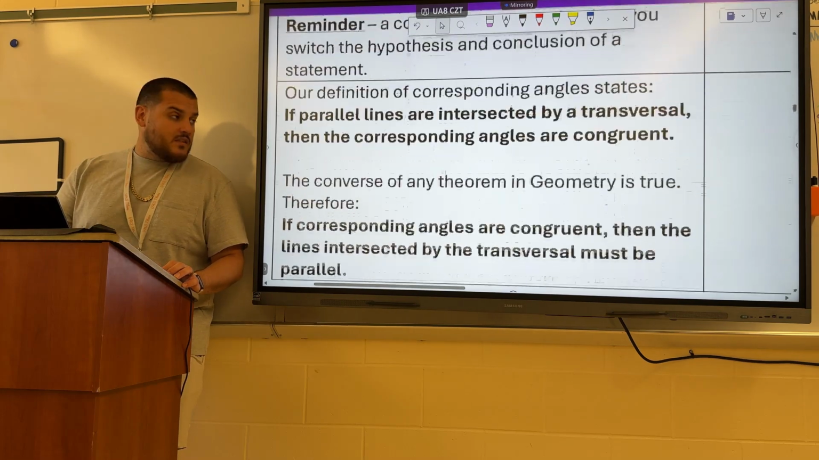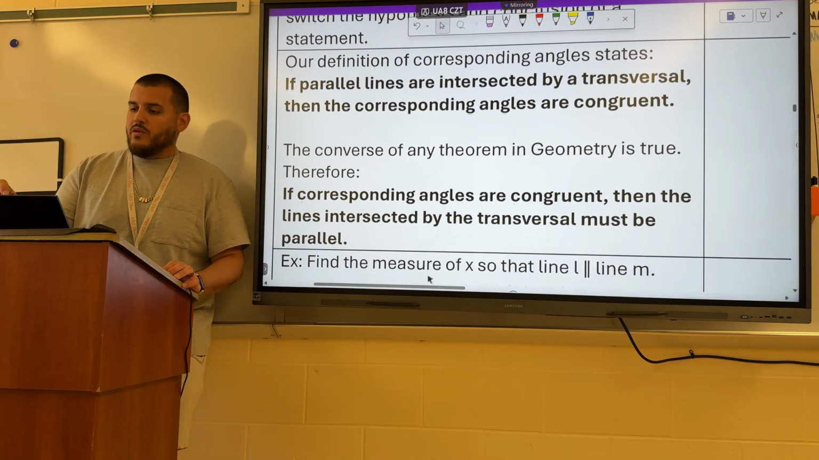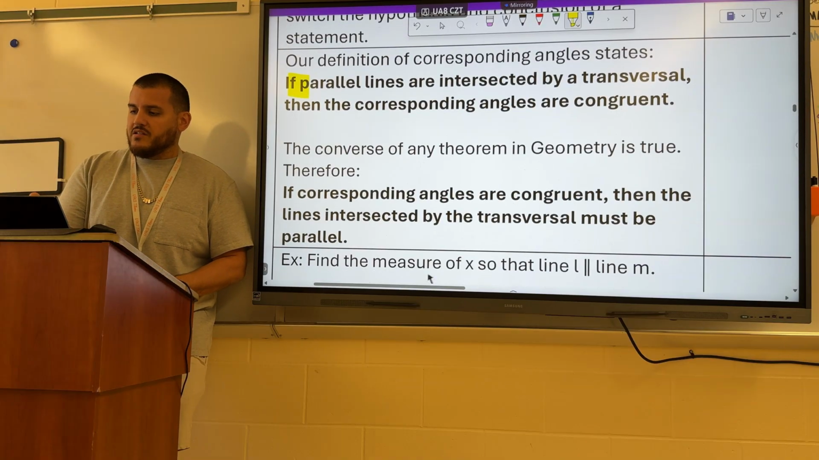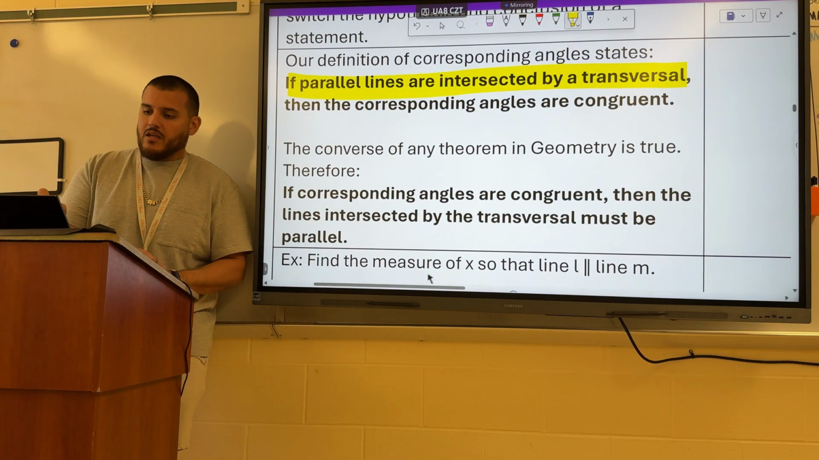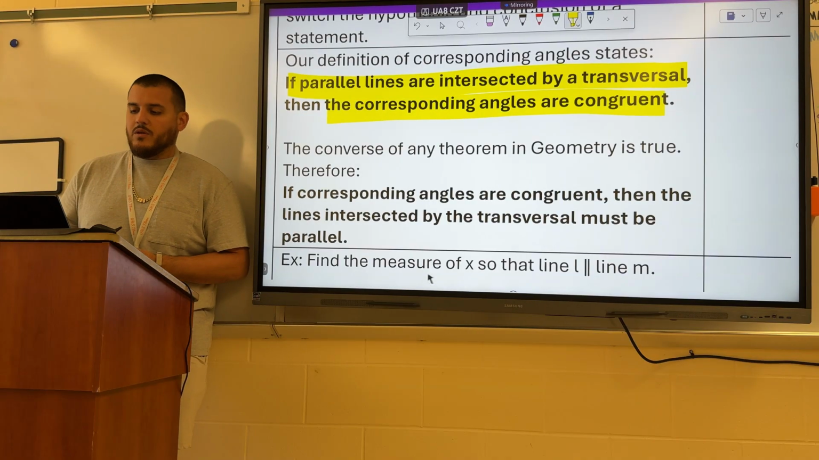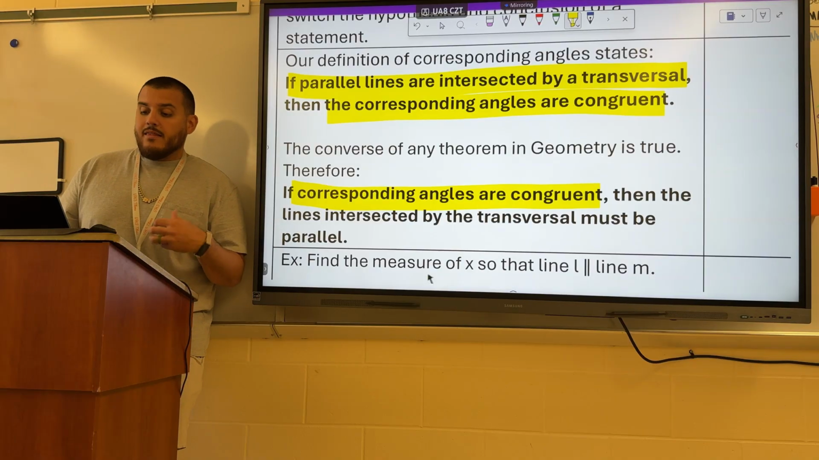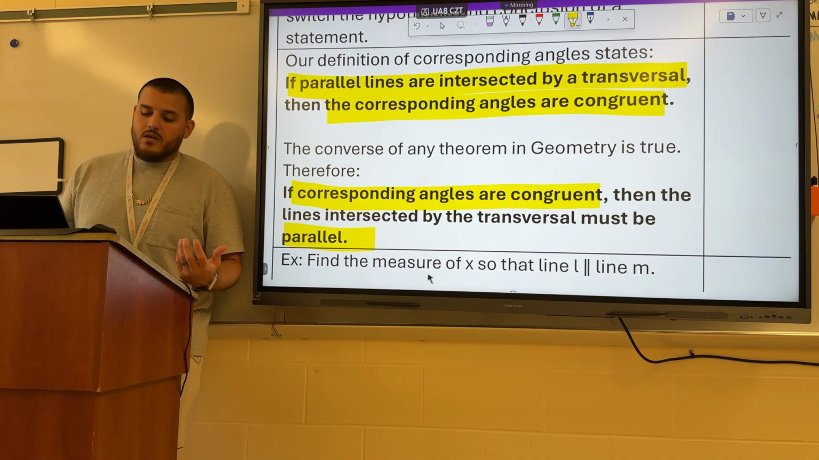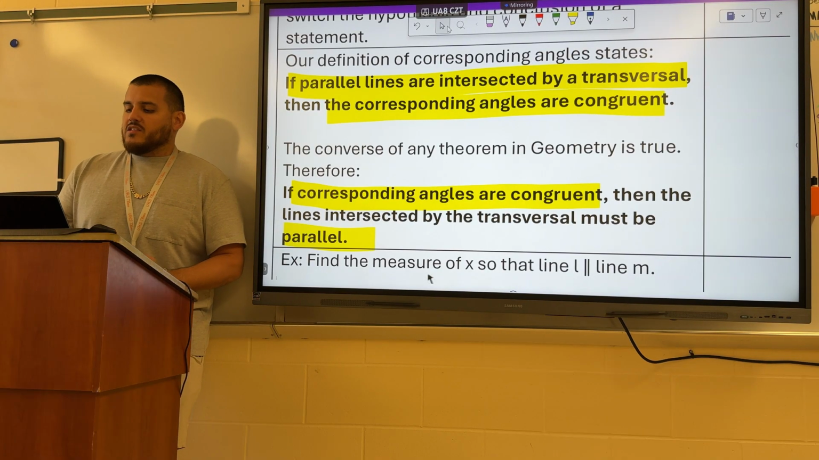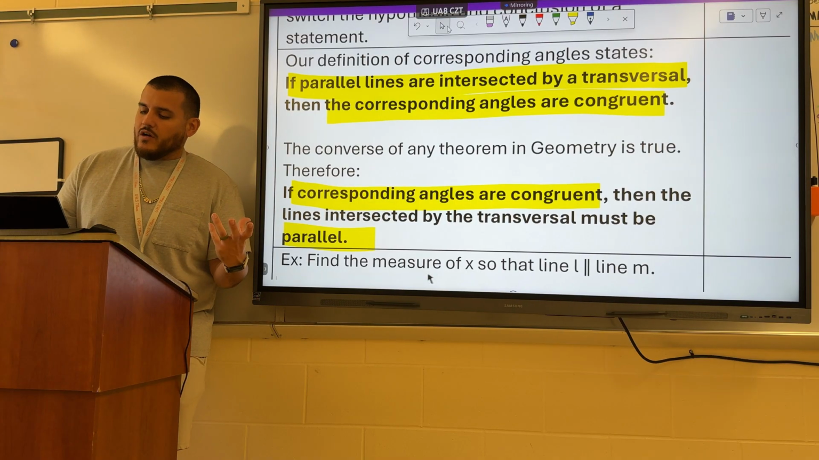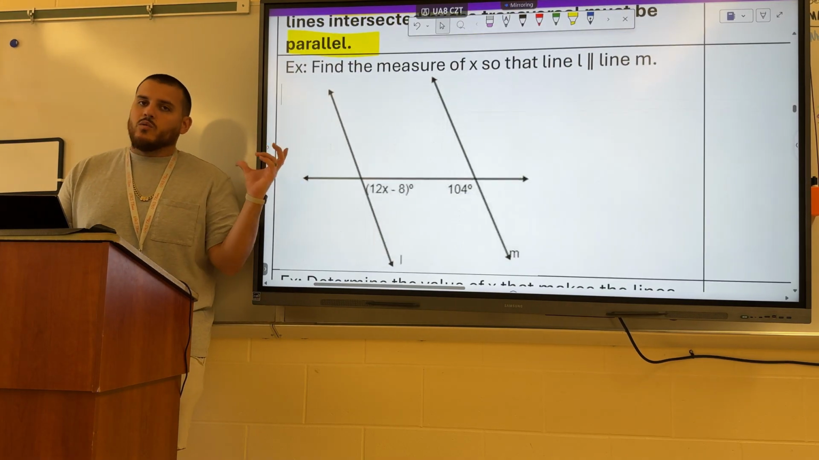So again, that's exactly what this says here in this block. So we learned in our theorems, if parallel lines are intersected by a transversal using corresponding angles here, then corresponding angles have to be congruent. The converse of that would be, if corresponding angles are congruent, then the lines that they're on must be parallel to each other. So the logic that's involved there would help us answer a question that's worded like this.